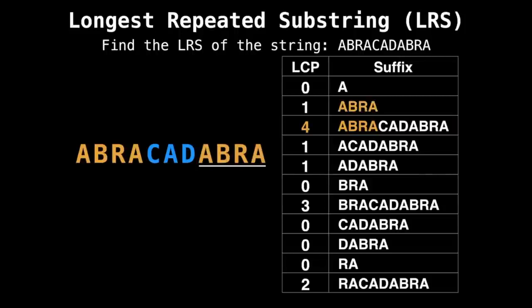Next, we know that the suffix above it, which shares the LCP value of 4, also shares 4 characters present in that longest repeated substring.